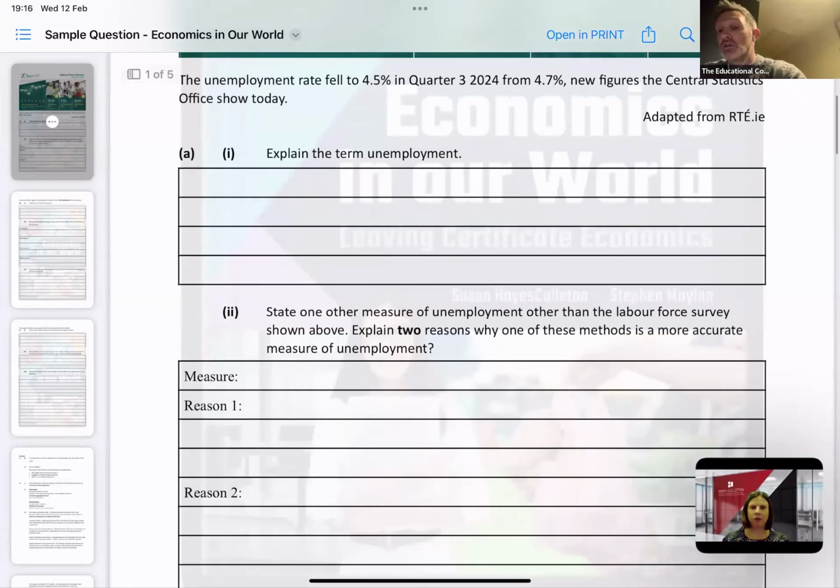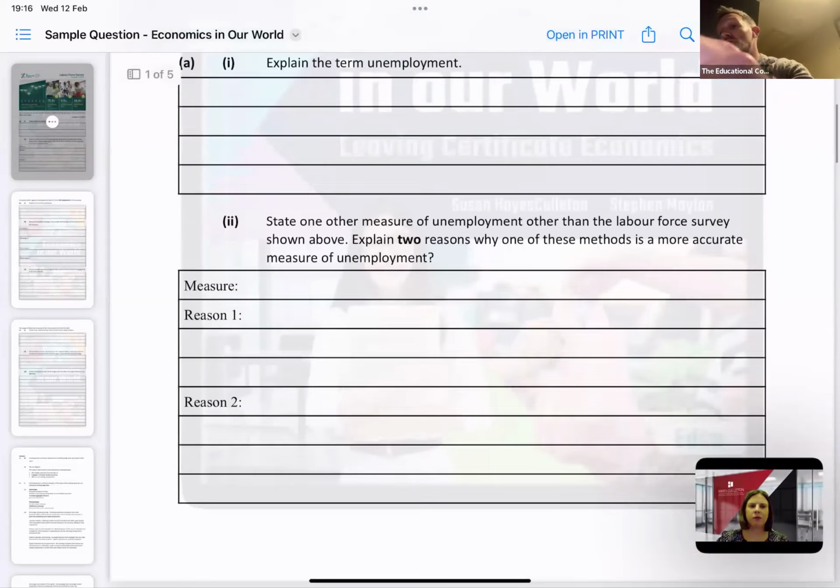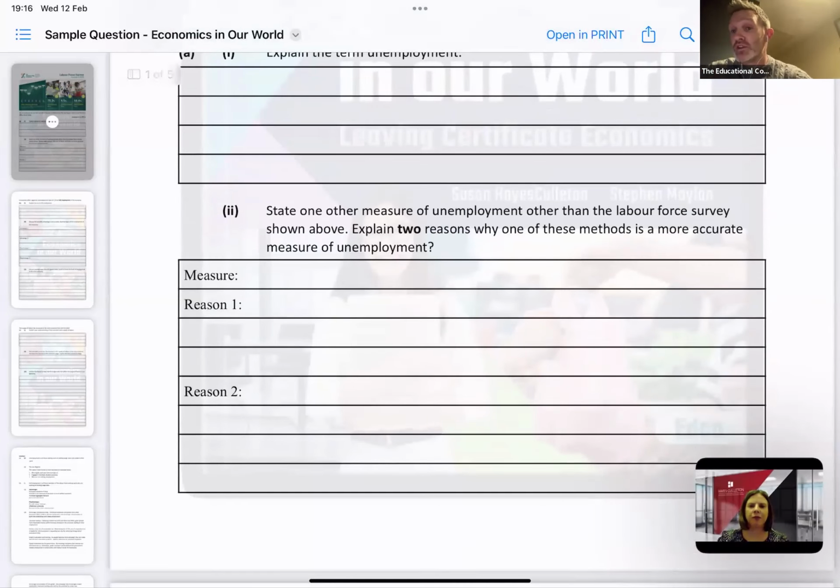And the reasons, the old reasons that we said: the live register includes those who legally sign on and work part-time, or those who are not seeking employment. So any of those reasons.